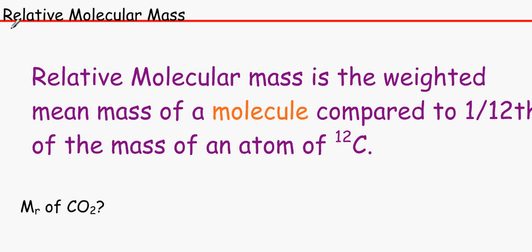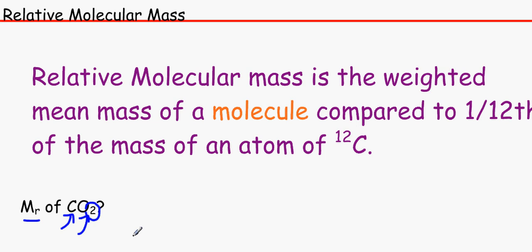The relative molecular mass is the weighted mean mass of a molecule compared to 1/12 of the mass of an atom of carbon-12. So all we need to do to find out the molecular mass of CO2 is to look in the periodic table and find out what the atomic mass of carbon was and the atomic mass of oxygen, and obviously times that by 2, seeing as there's 2 here.